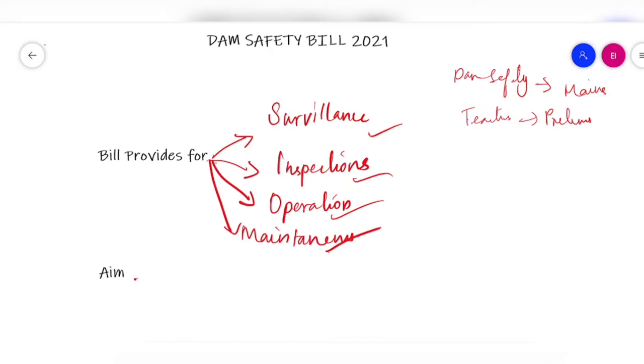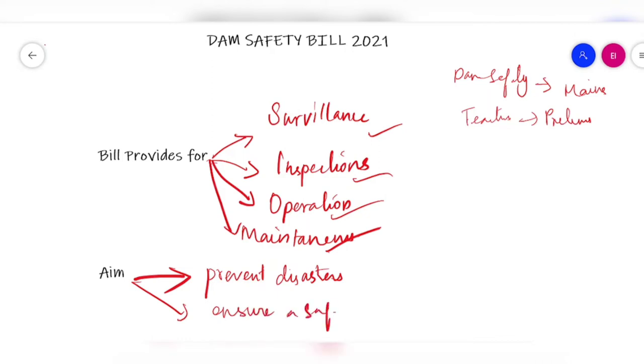Why is such a bill introduced in parliament, and what is the need for this bill? The aim is to prevent disasters and ensure a safety mechanism. This is the overall view of this bill. You have to always remember that this bill is for surveillance, inspection, operation and maintenance of the dams of India, and the aim of the bill is to prevent disasters and ensure a safety mechanism all over India.